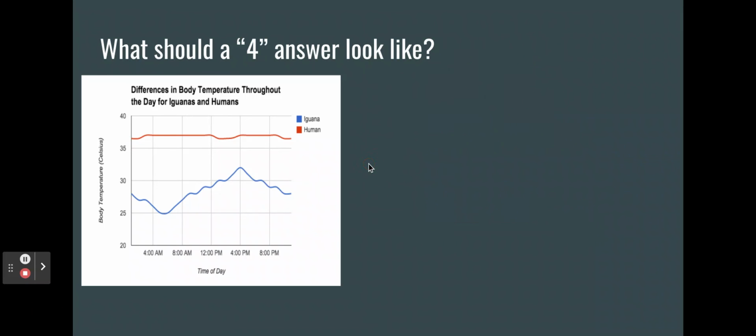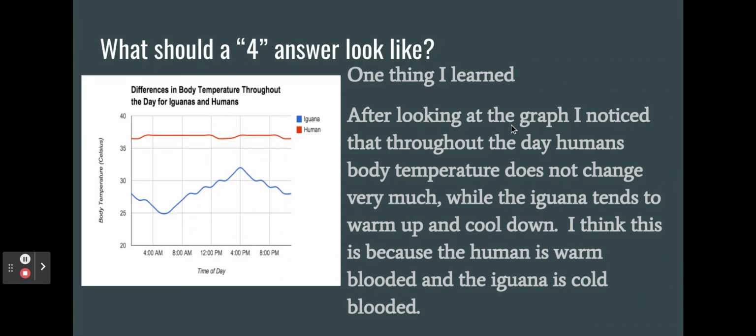So here's a level 4. After looking at the graph, I noticed that throughout the day, humans' body temperature does not change very much, while the iguana tends to warm up and cool down. I think this is because human is warm-blooded and the iguana is cold-blooded. So I've addressed both the line about humans and the line about iguanas. I've related that I understand the change in the direction or the height of each line represents a change in body temperature. And then I provided a hypothesis or a potential reason for why the lines look different between humans and iguanas.